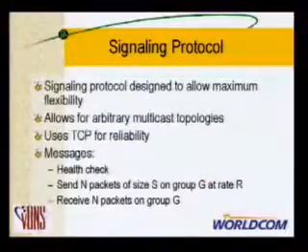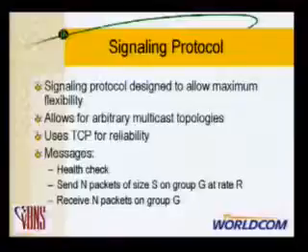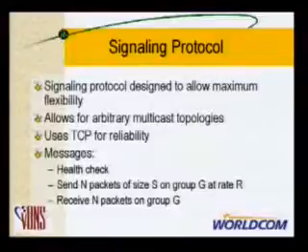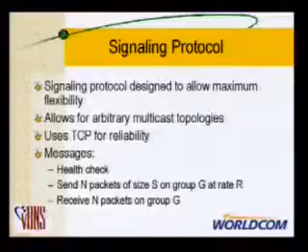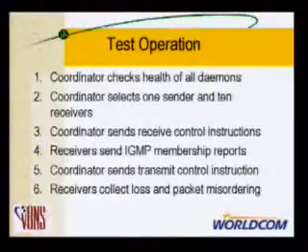So the protocol was designed to allow maximum flexibility. There's essentially a daemon that runs on each of these Sun hosts and listens for control instructions, whether to receive packets, send packets, or so on. So there's a health check message. There's a message that says, okay, send some number of packets of some size on some particular group at some particular rate. And then you would, in conjunction with that, have to tell all of the receivers to expect to receive some number of packets on some group.